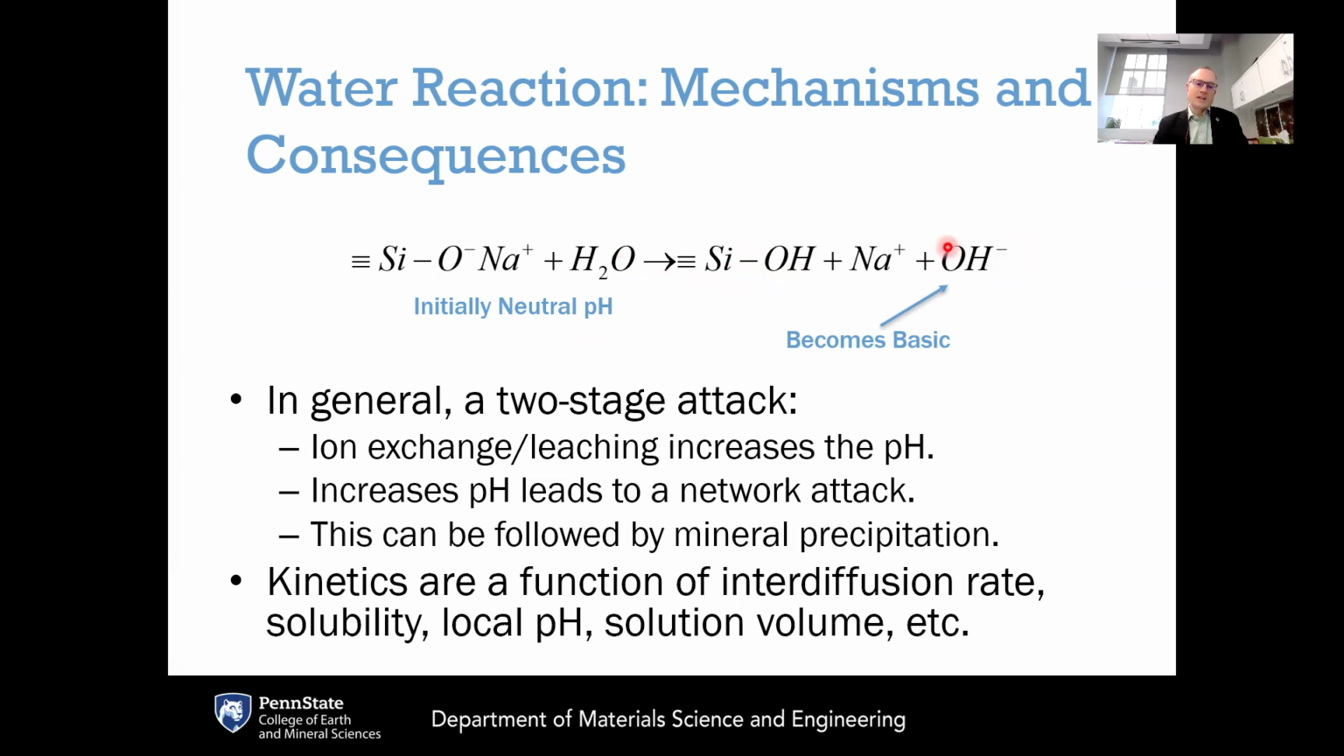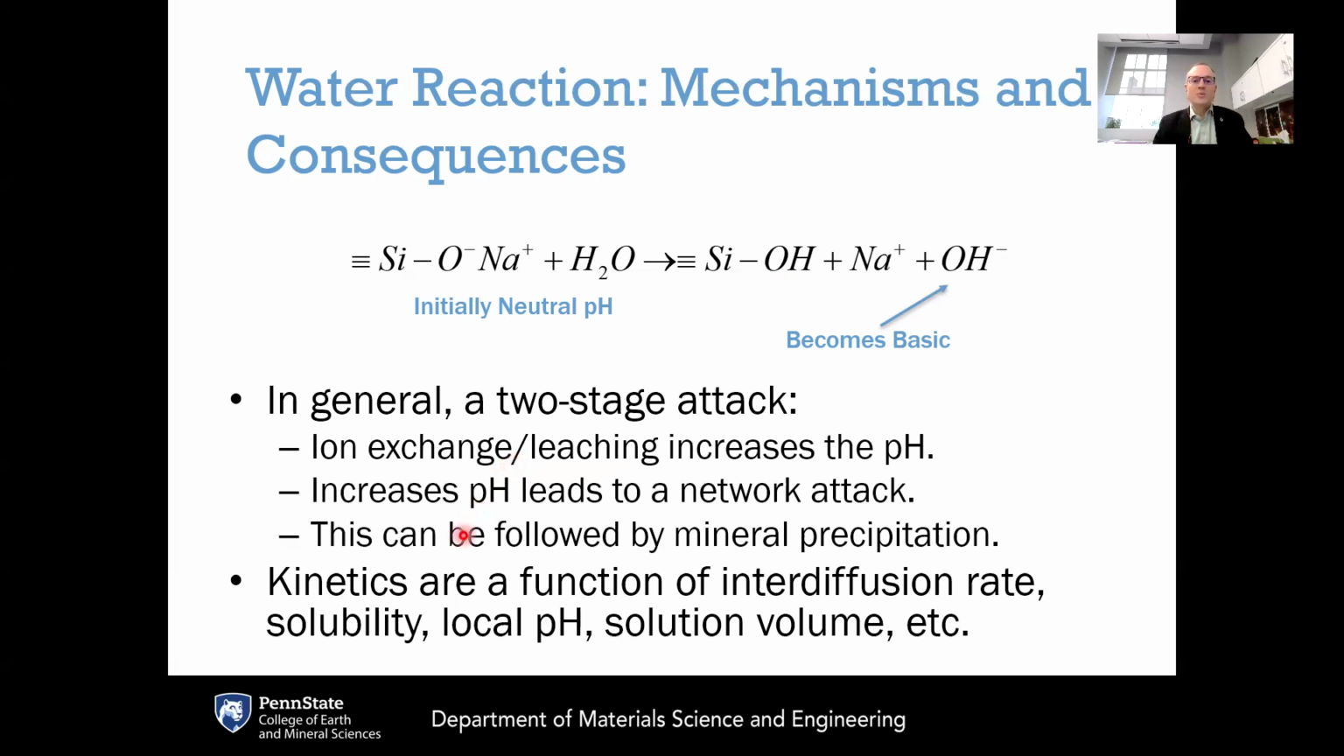And what this means is that there is a two-stage attack on the glass surface, where the initial stage of attack in either a neutral or acidic environment is through ion exchange or leaching. But as this process occurs, it increases the pH of the solvent. And then increasing the pH changes the mechanism of attack to then become an attack on the glass network itself. So it's switching from a leaching mechanism to an etching mechanism.